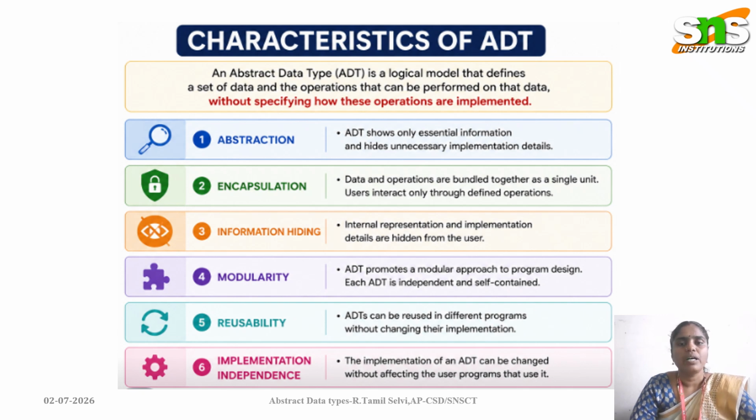Abstraction means it shows only the essential information and hides the unnecessary details. Encapsulation: here, data and operations are bundled together as a single unit. And as I said earlier, the implementation details are hidden from the user, so we can achieve the information hiding concept. And ADT promotes a modular approach to program design, and each ADT is independent and self-contained. ADT can be reused in different programs without changing their implementation.